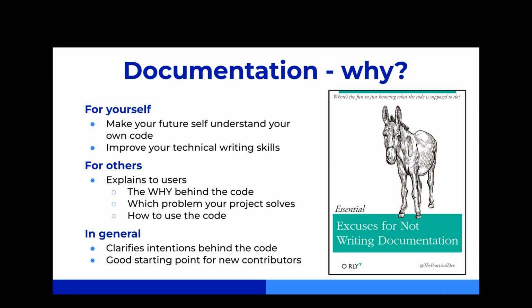What's really important is that you explain the why behind the code, because from the lines of code, you can often see what it does, but not really why this function is actually needed. You also explain to others which kind of problem your project solves, or which kind of problem a specific function, for example, solves, and also how to use the code. So in general, writing software documentation is about clarifying intentions behind the code.